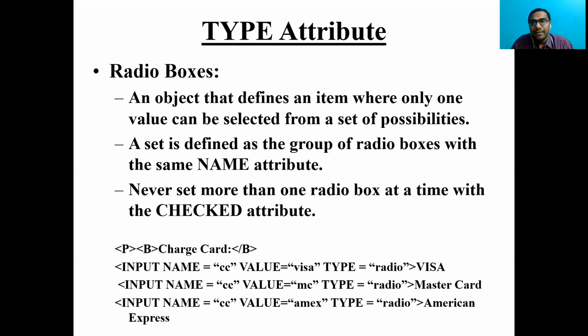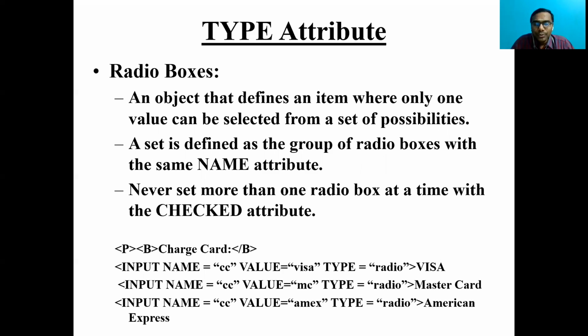Okay, so moving on to the next one, radio boxes, an object that defines an item where only one value can be selected from a set of possibilities. Already I told you, radio button or radio boxes we can use for selecting only one option here. A set is defined as a group of radio boxes with the same name attribute. So either it's going to be a single radio box, or we can use it as a group of radio boxes here.